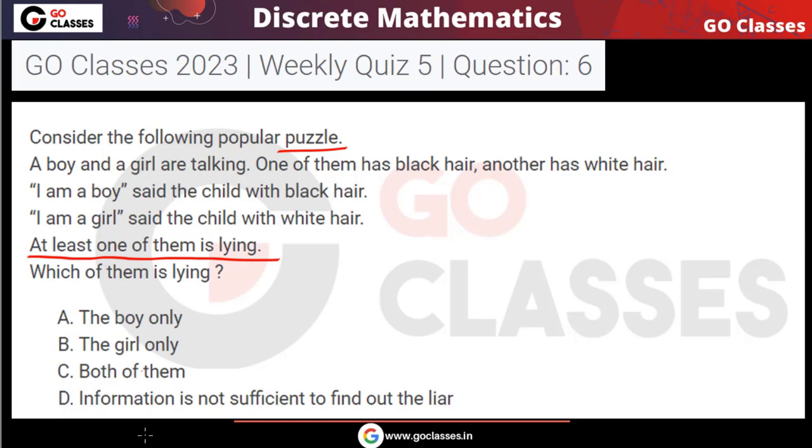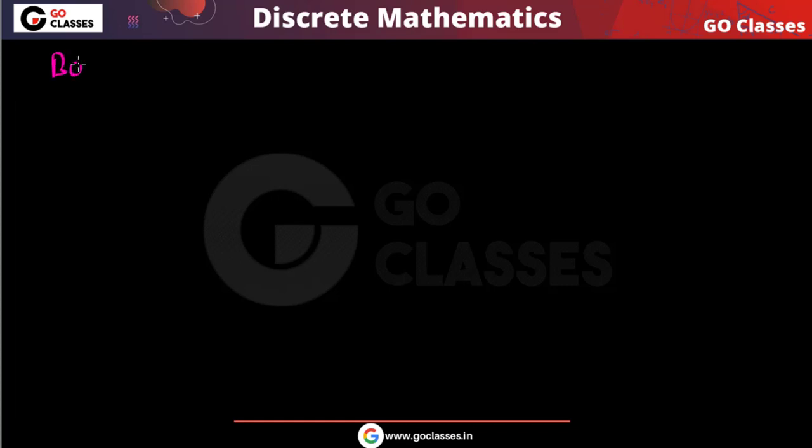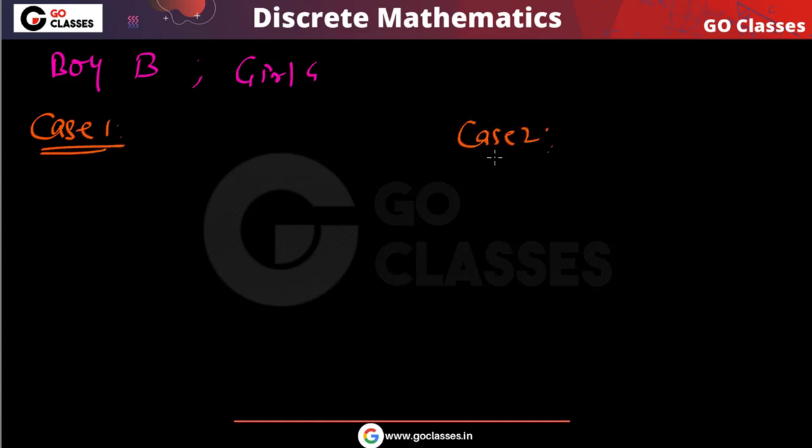Okay, remember there is a boy and there is a girl. So I can say there is a boy, and there is a girl. And now we don't know who has black hair, who has white hair. So we can create cases. I can create case 1, and I can create case 2. So either case 1 is possible or case 2 is possible.